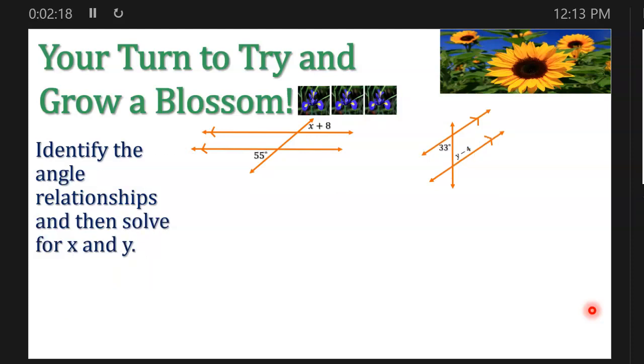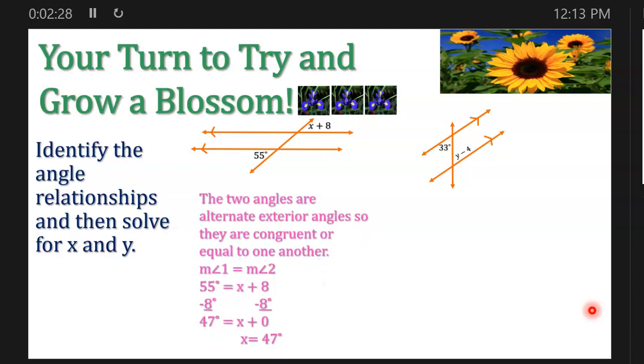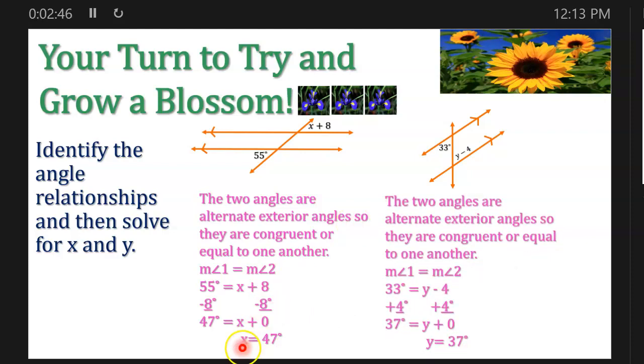Okay, third blossom, identify the angle relationships and then solve for x and y this time. Pause. 1, 2, 3. All right, the two angles are alternate exterior angles, so they are congruent or equal to one another. So I made them equal to one another and solved for x. We just needed to solve for x. That's all they asked us to do. On the second example, we're solving for y this time. And the two angles this time are alternate, that should say interior. Let me fix that. All right, so on the second one, y is going to end up being 37.